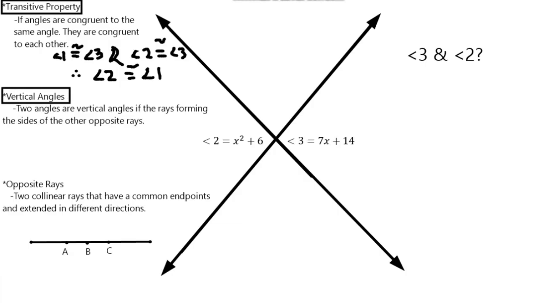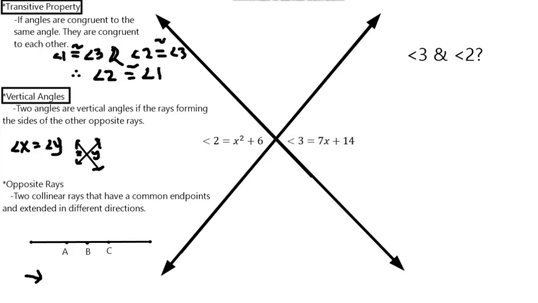We also have vertical angles. Two angles are vertical angles if the rays forming the sides of the angles are opposite rays. So we have opposite rays here. This may look like a line, but let's just assume that this is our array. Meaning to say that angle x is equal to angle y on the opposite side.